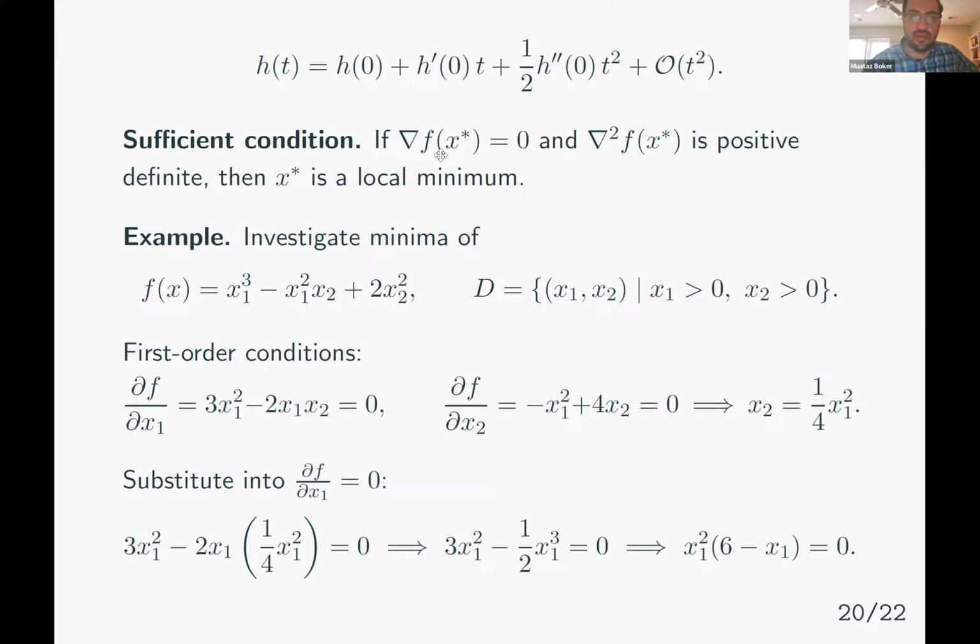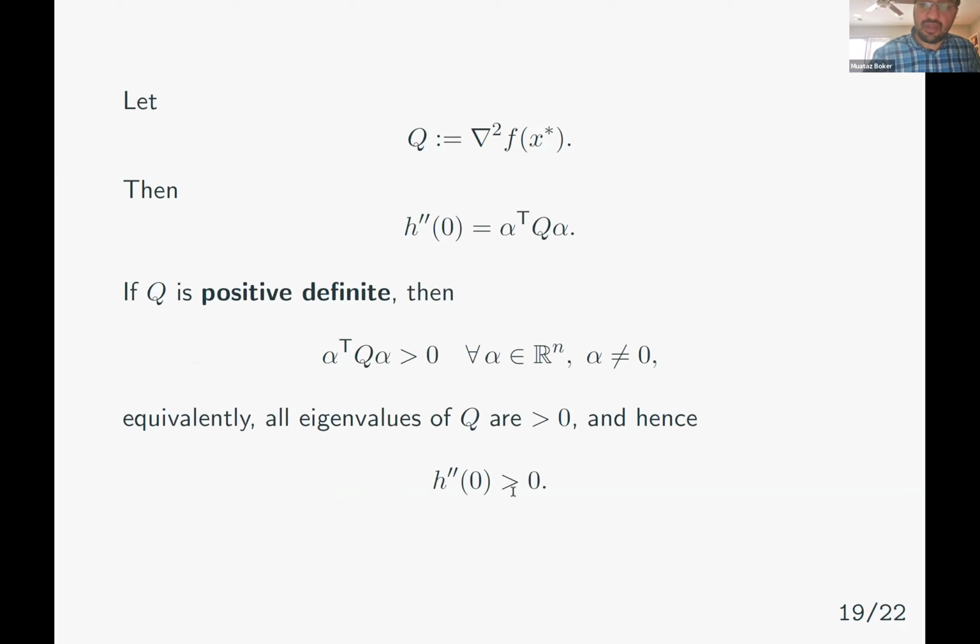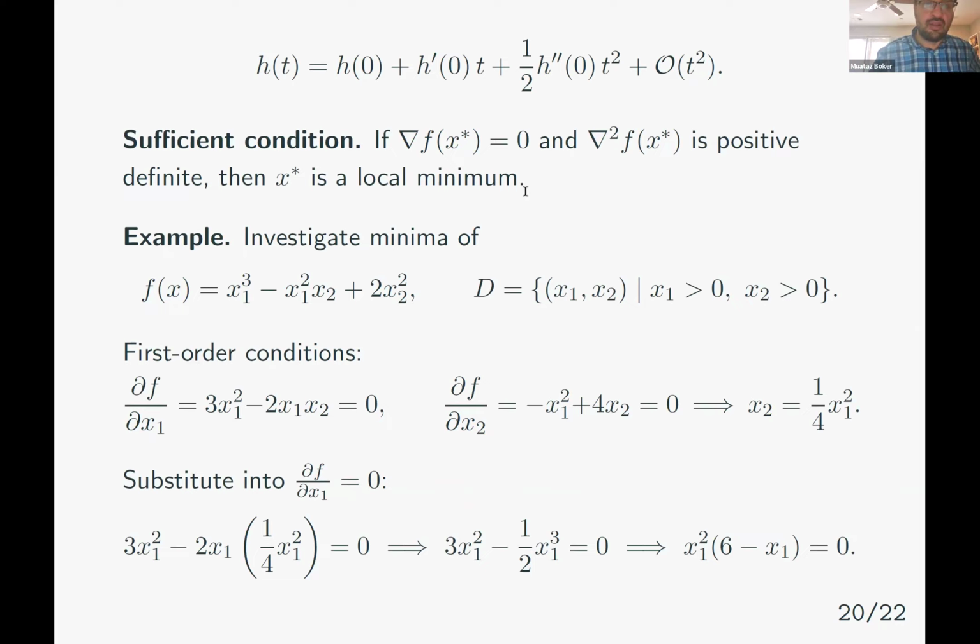I'm going to the sufficient condition. The sufficient condition says that if the gradient is 0 and the Hessian is positive definite, because it's a matrix, then X star is a local minimum. This is the necessary condition, and this is the sufficient condition when F is a vector valued function. And this discussion agrees with this notion here.